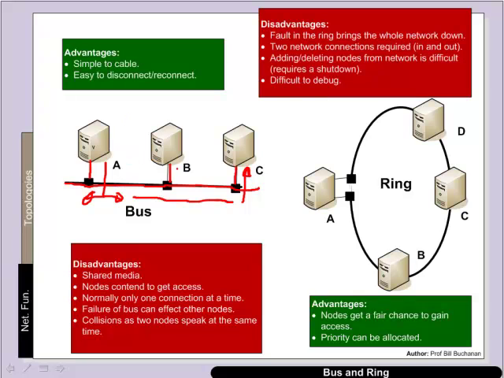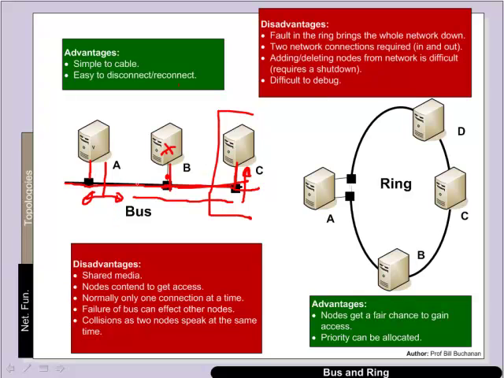The advantage of it is it's fairly simple to cable. We have a new computer that we want to add. We basically just create a T piece and then run the cable, and then we can connect to the new machine. So it's easy to connect and disconnect. We can easily disconnect a node from the network, and it will still operate.